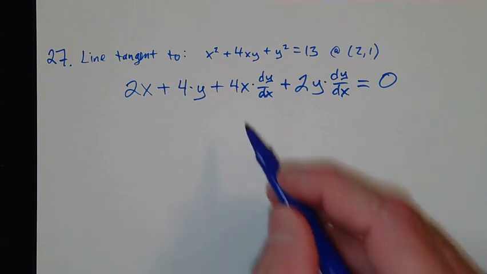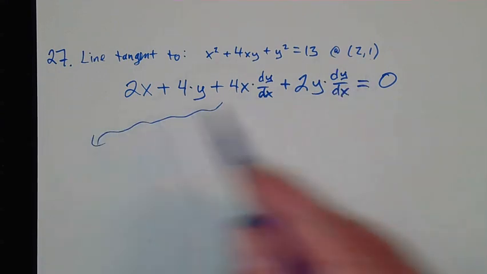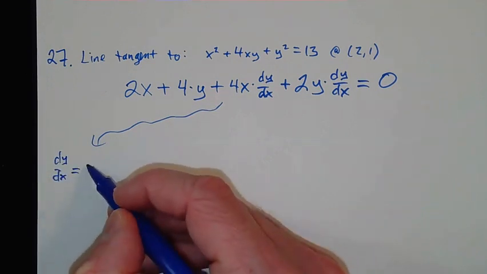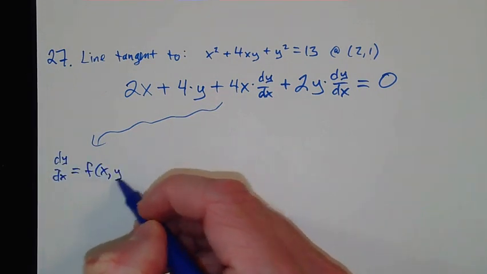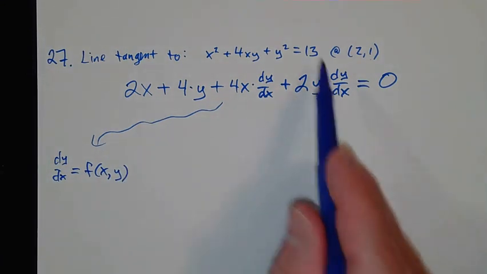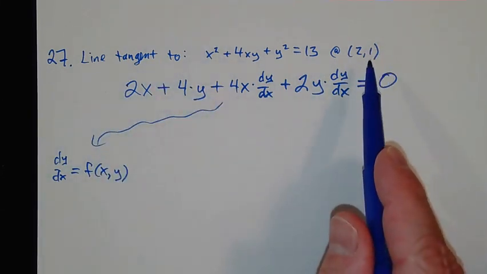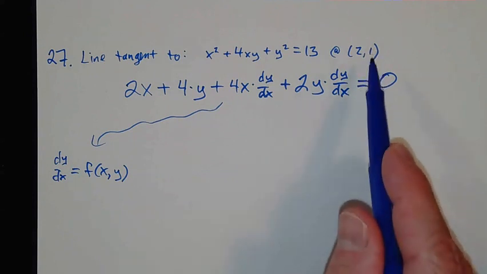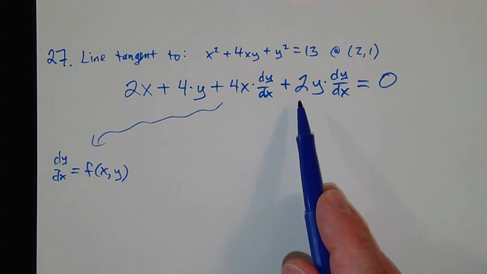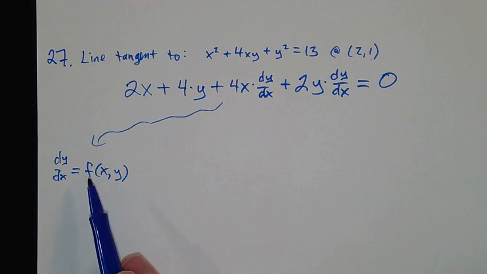Now, one way to do this would be to go through and do a whole bunch of algebra, isolate these terms, subtract, divide, get dy dx equals some function of x and y. I'm not going to say that's wrong, but for a problem like this, where I only want to find the line tangent at this point, I'm going to plug in that point and then solve what's left for dy dx. It's just going to be a lot simpler than going through the process of finding dy dx in terms of x and y.